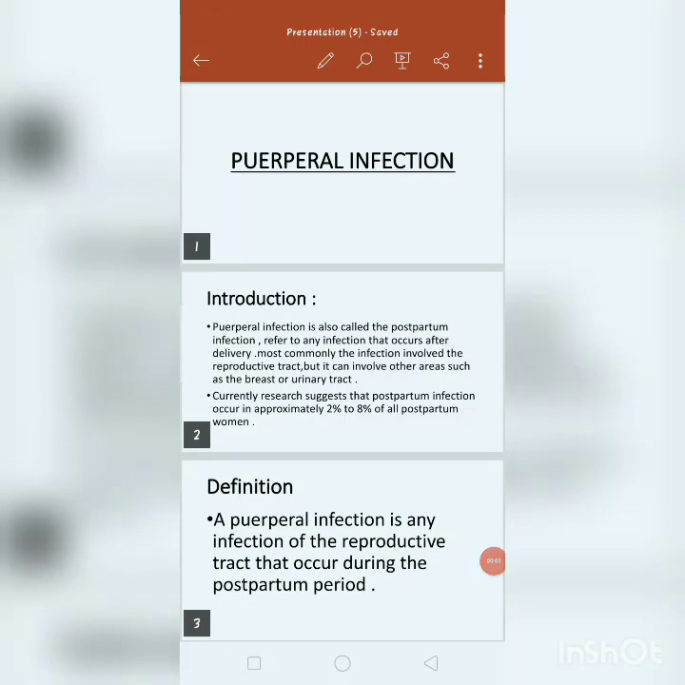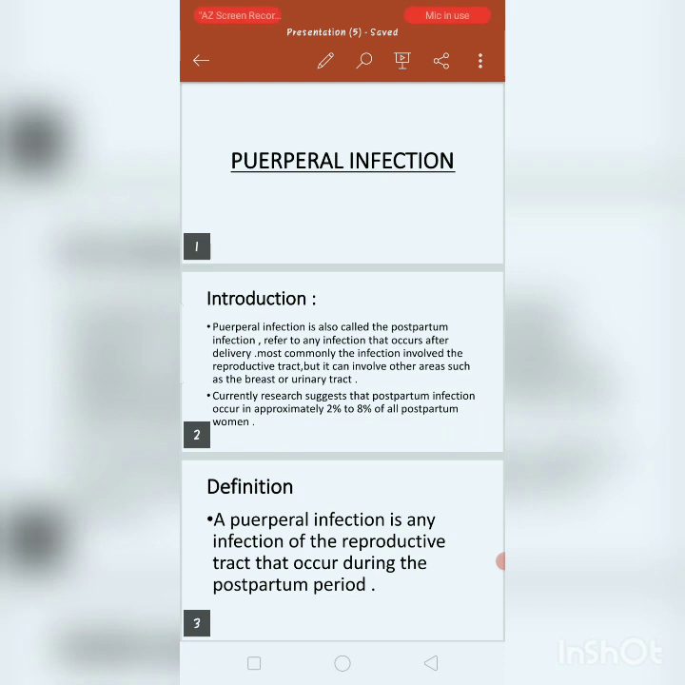Hello everyone. So today I'm going to talk about puerperal infection. I will start with a small introduction. Puerperal infection is also called the postpartum infection. First we have to know what postpartum is. Postpartum means just after the childbirth.